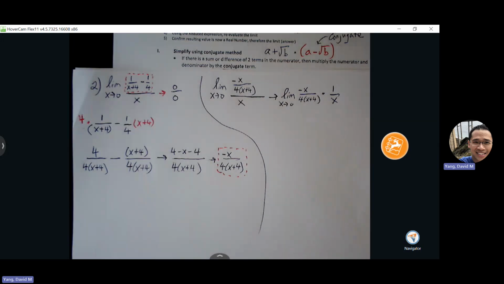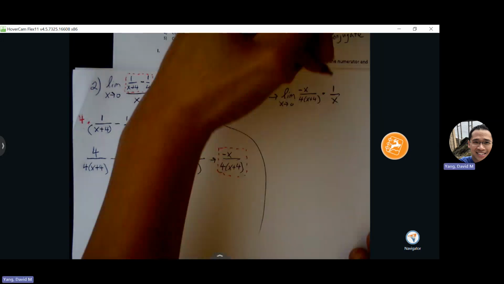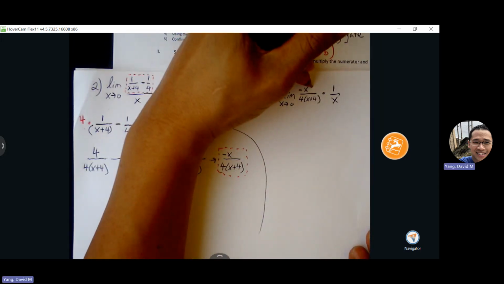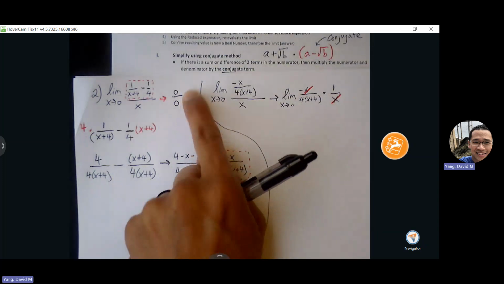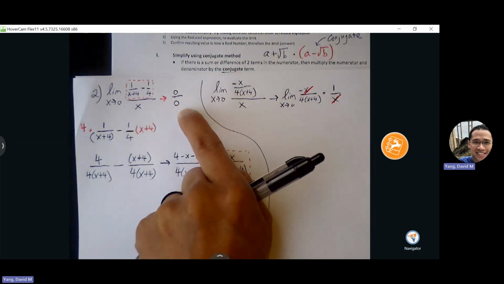You see anything that cancels out? X, yeah. But there's still a what left over in the numerator. Still -1, right? So the x's goes away, but there's still a -1 there. But this is good because we've removed the hole. And if we remove the hole, we should be able to avoid getting 0/0.